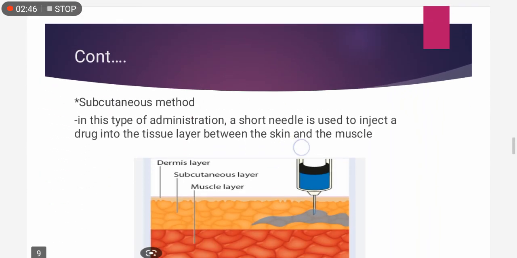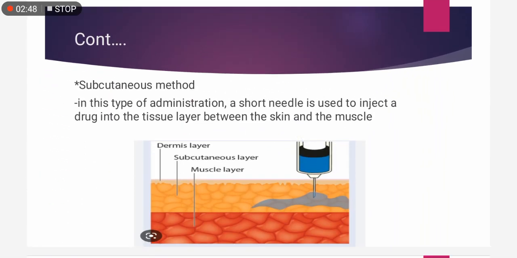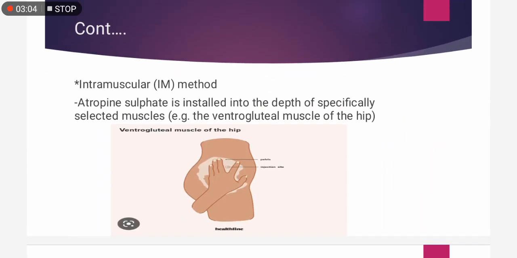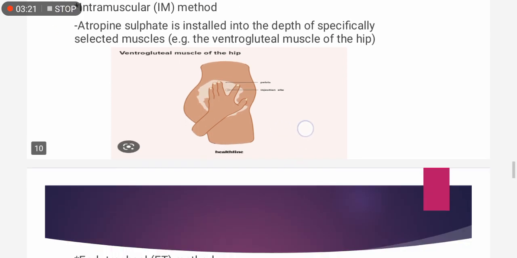The second method is the subcutaneous method, and in this type of administration, a short needle is used to inject a drug into the tissue layer between the skin and the muscle. And the picture below also shows the subcutaneous method. The third method is the intramuscular method, and in this method, atropine sulfate is instilled into the depth of specifically selected muscles. For example, the ventrogluteal muscle of the hip shown by the picture below.